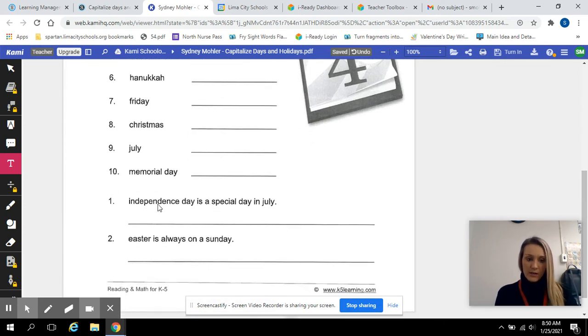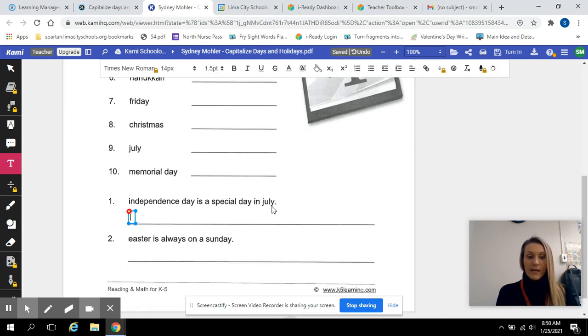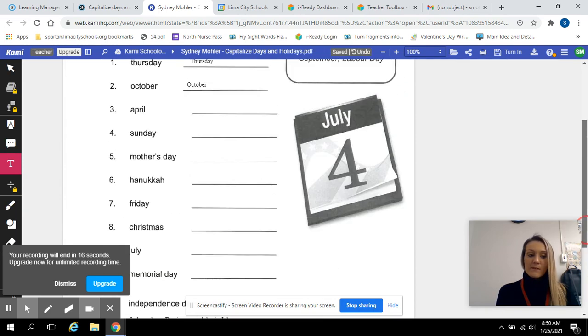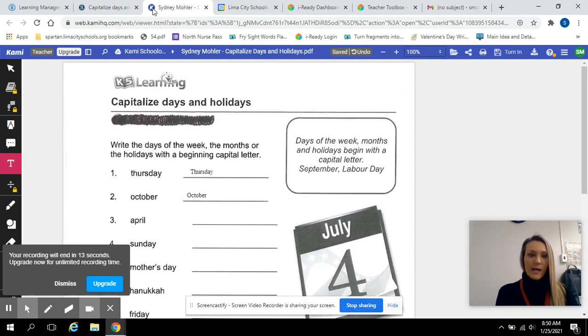And when you get down here, you need to capitalize the days of the week, months, or holidays. So, for example, Independence Day, that is a holiday, okay? That's actually the 4th of July. So you need to capitalize Independence Day is a special day in July. Got my capitalizations, and I got my other capitalization, and I got my period at the end. So this will be your other assignment for today.